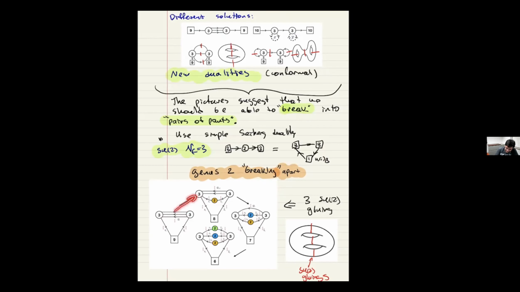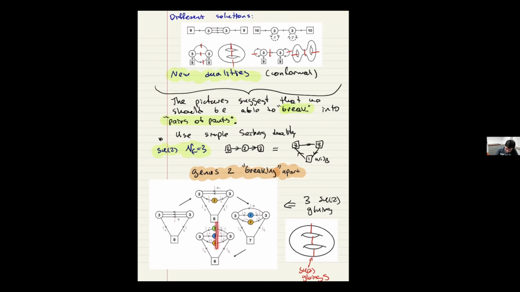But here we are trying to decompose this quiver into SU2 gaugings. So when we take one triangle, this 9 becomes an 8, and we add an SU2 gauge node here. Then we do this operation again. The 8 becomes a 7, and we have another SU2. And then the third one, we break too, we have these 3 SU2 nodes, and this 7 becomes a 6 here. Okay, so this exactly looks like what we want.